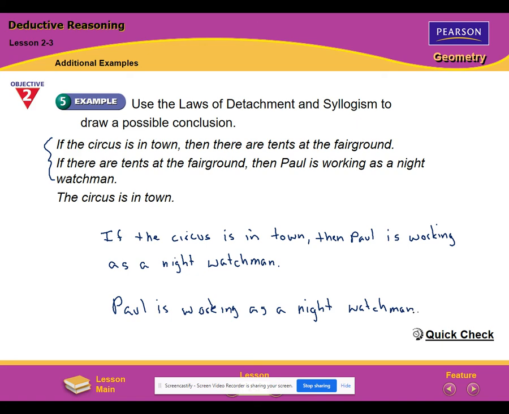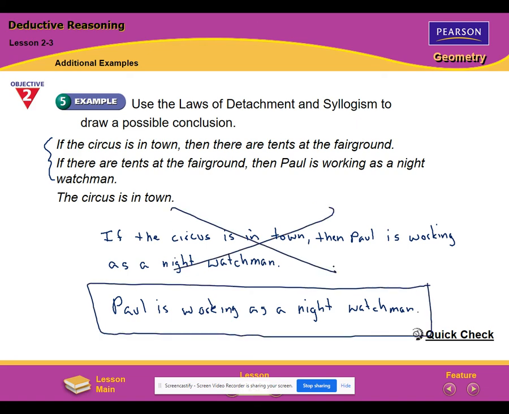Okay, so you see that we use the law of syllogism first and then the law of detachment to make this ultimate conclusion. We really didn't even need to include this. I just wanted to show you what I was using.